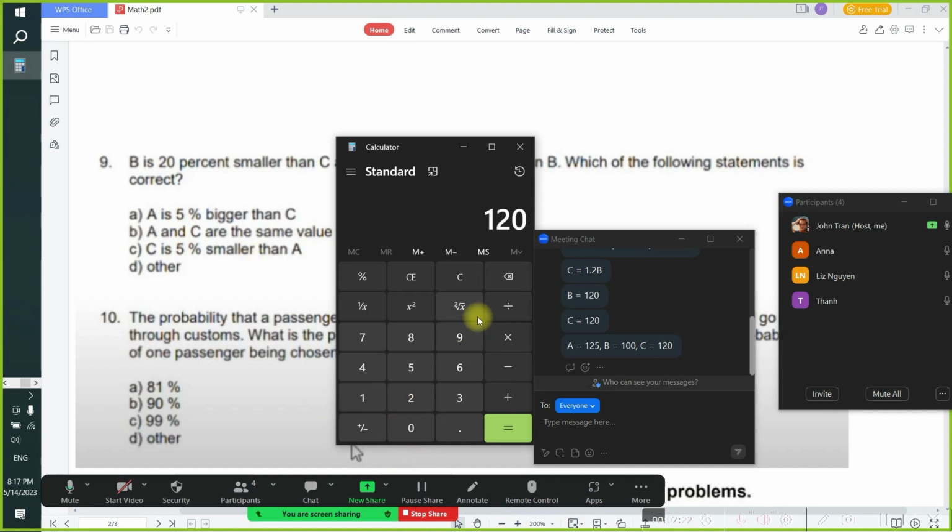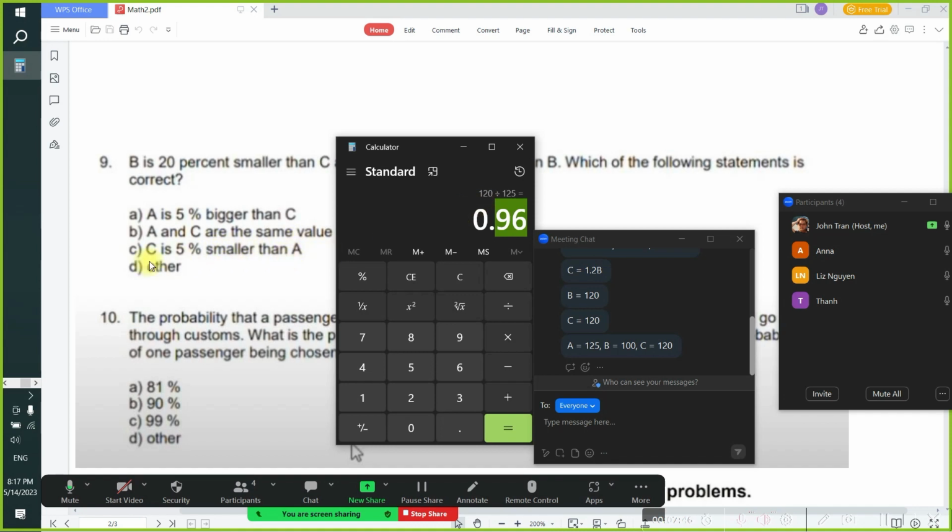Take C divided by A. You get this. 0.96. So it means that C is 4% smaller than A, not 5. 0.96 tức là 96%. Tức là cái số C nhỏ hơn 4% so với cái số A chứ không phải 5%.